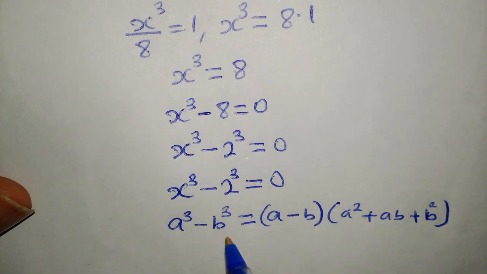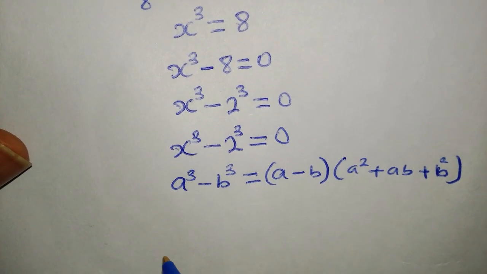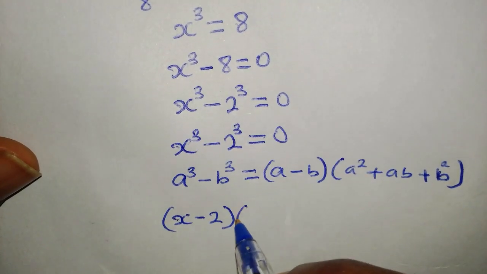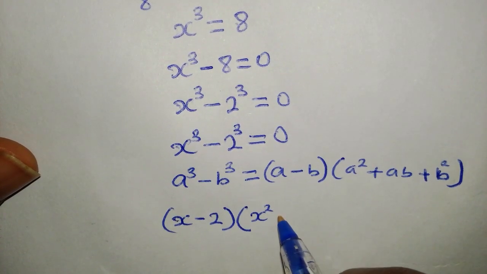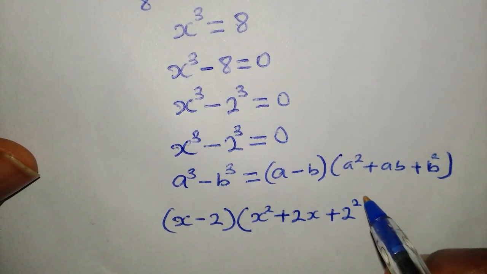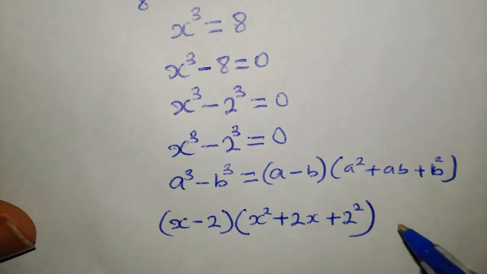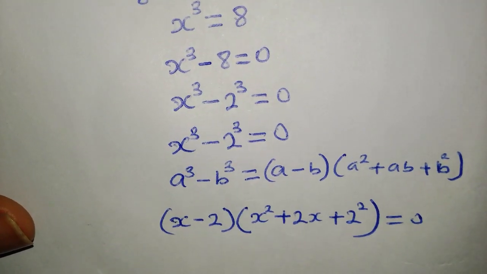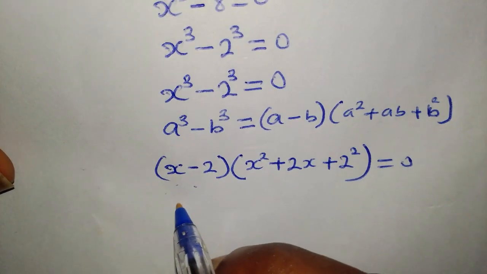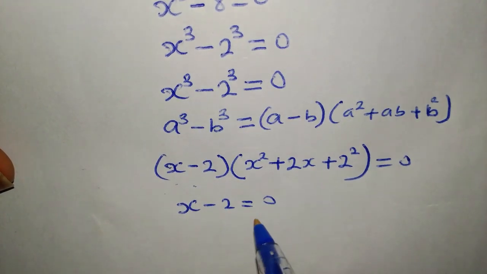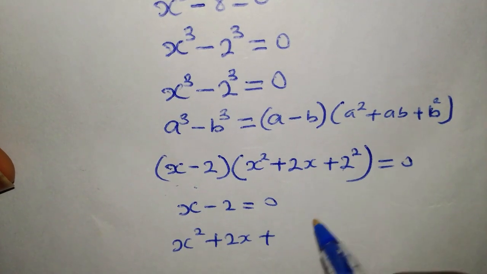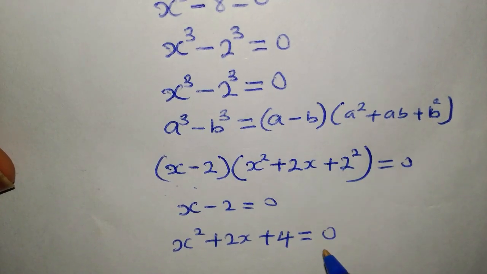So we put this through here, and we have x minus 2 multiplied by x square plus 2x plus 2 square, close bracket, equals 0. From here we can easily equate each factor to 0. So x minus 2 equals 0, and x square plus 2x plus 4 equals 0.